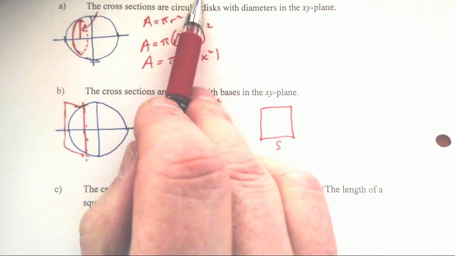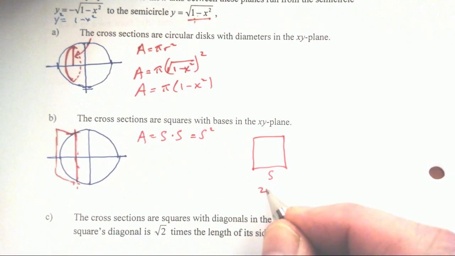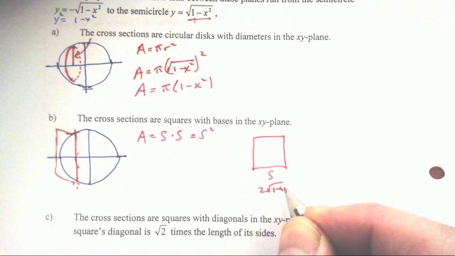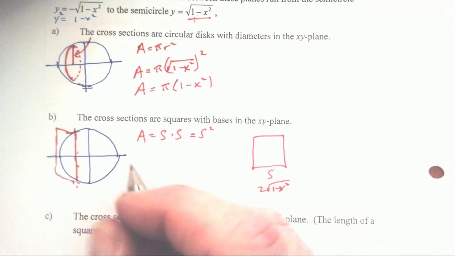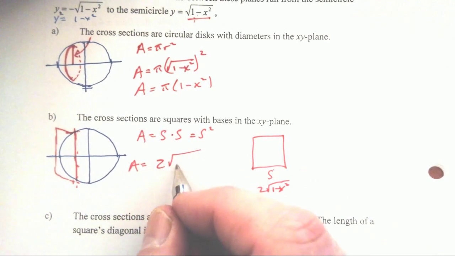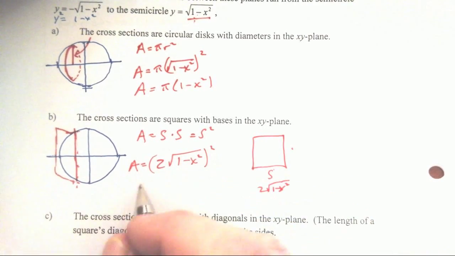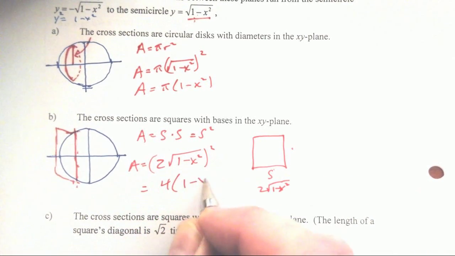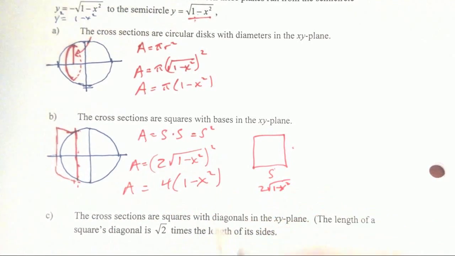And each of those is this long. So we need 2 of those. That is 2 times square root of 1 minus x squared. That's our side length of our squares. Therefore, our area is 2 times square root of 1 minus x squared times the other side, or 4 times 1 minus x squared, square units.